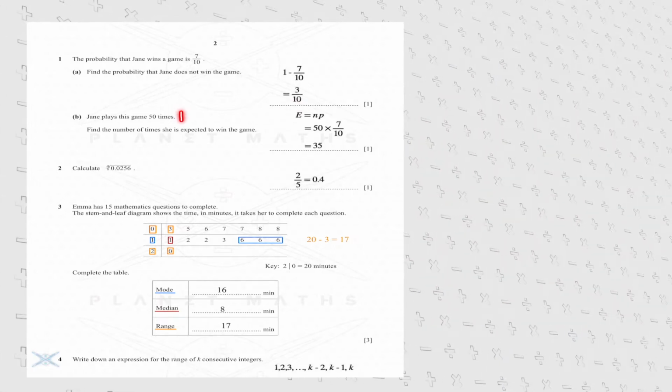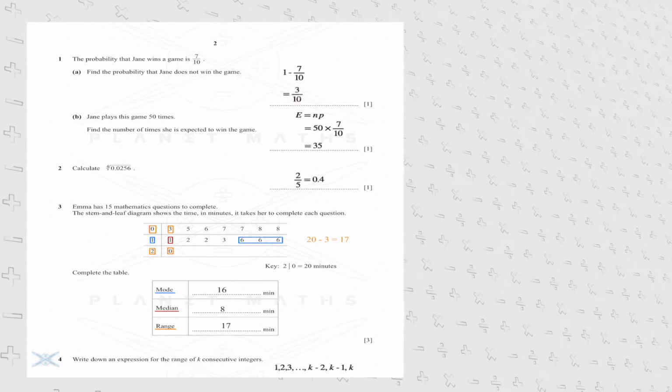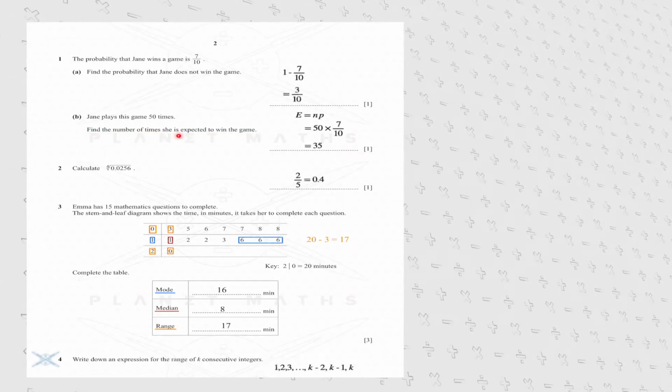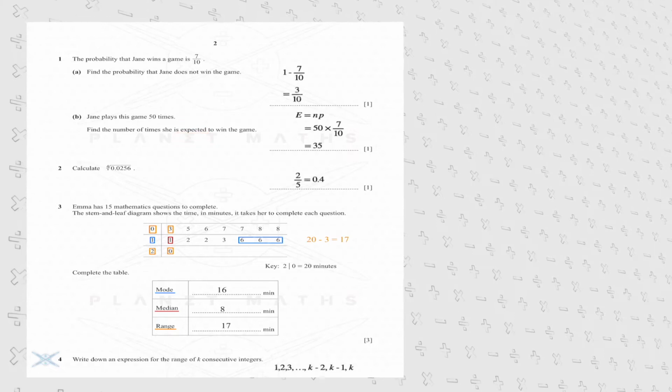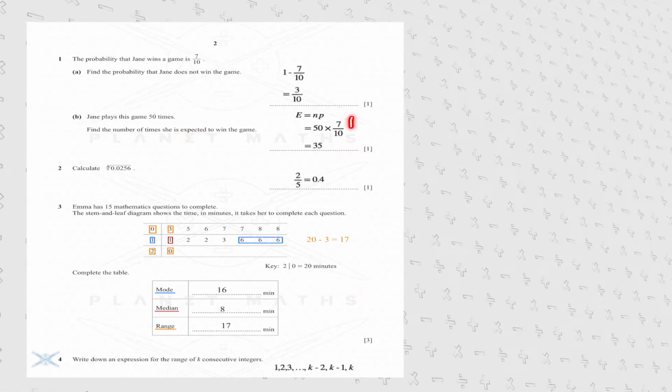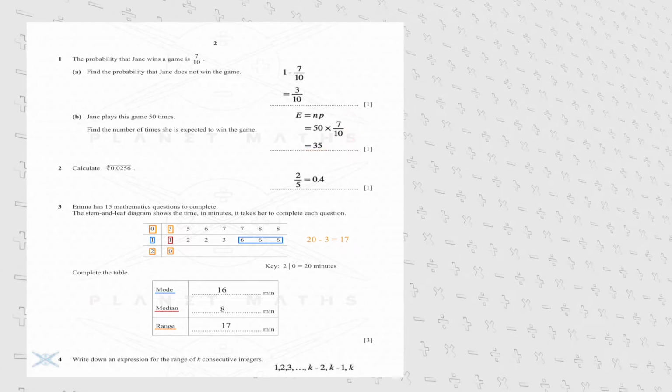In part B it is stated that Jane plays this game 50 times, and we are supposed to find the number of times she's expected to win the game. Our keyword here is expected, and using the formula for expected values as provided, we can determine that she's supposed to win 35 games out of those 50 mentioned.